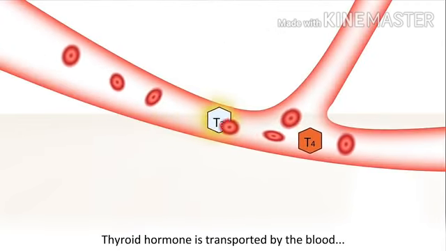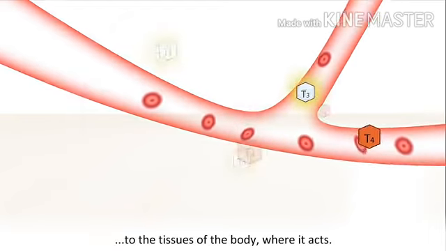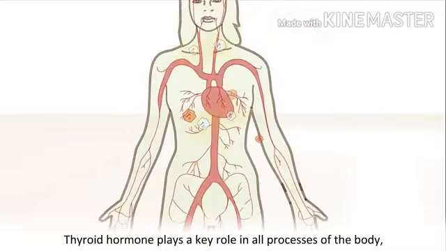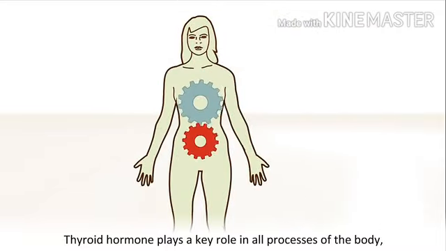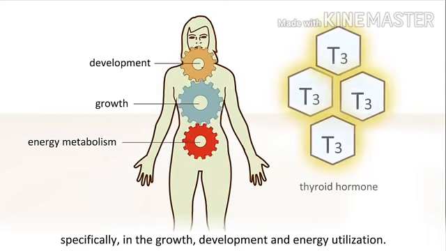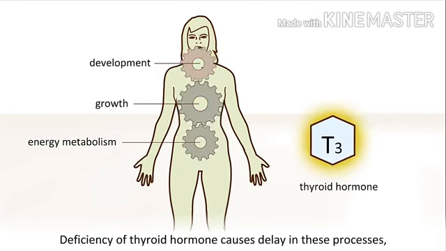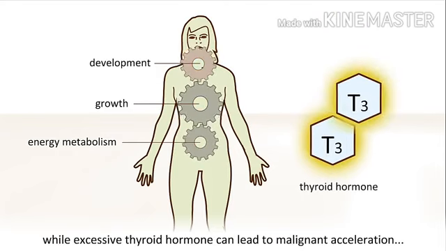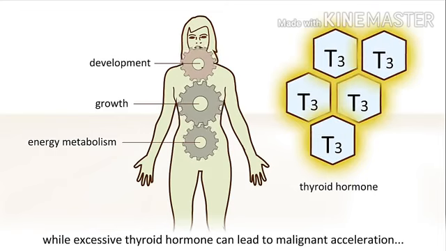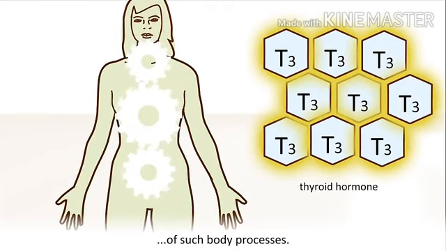Thyroid hormone is transported by the blood to the tissues of the body where it acts just like any other hormone. Thyroid hormone plays a key role in all processes of the body, especially in growth, development, and energy utilization. Deficiency of thyroid hormone causes delay in these processes, while excessive thyroid hormone can lead to malignant acceleration of such body processes.